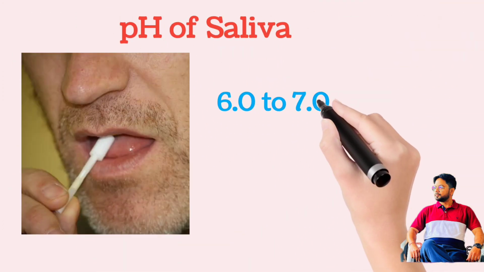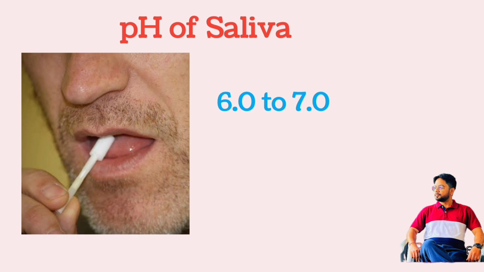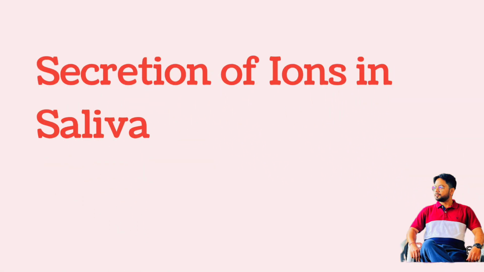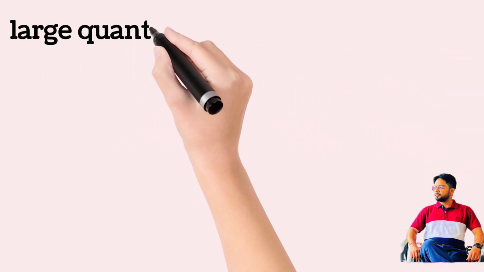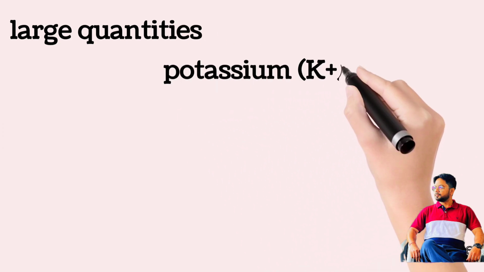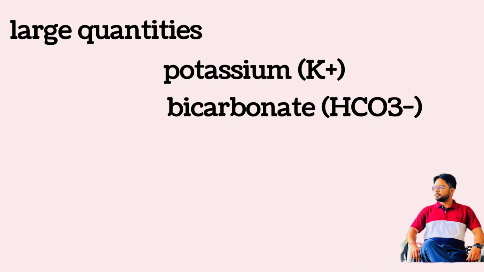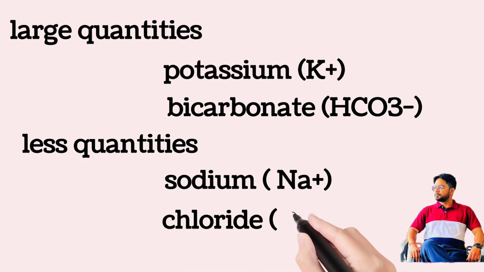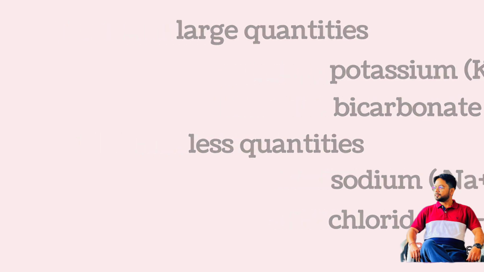Saliva has a pH between 6 and 7, which is the favorable range for the digestive action of ptyalin. Saliva contains especially large quantities of potassium and bicarbonate ions. Interestingly, the concentrations of both sodium and chloride are several times less in saliva than in the plasma.